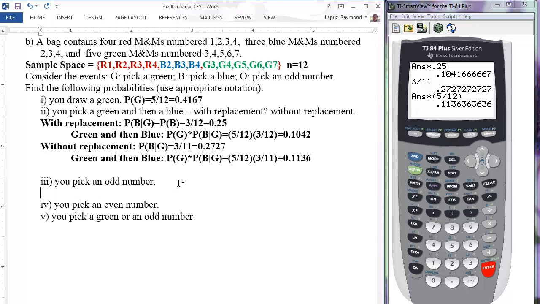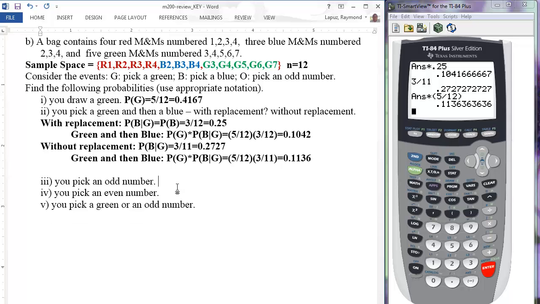All right, let's go to the next one. What's the probability that we select an odd number? We need to count how many odd numbers there are out of 12. So that's 1, 2, 3, 4, 5, 6. It looks like there are 6 numbers that are odd out of 12. So that's 50%.